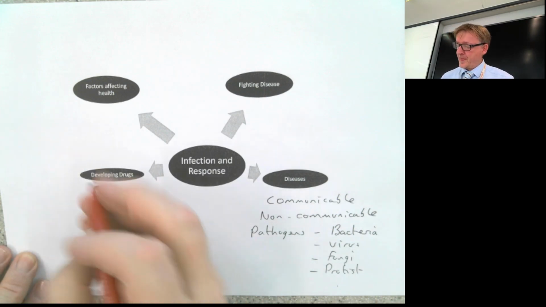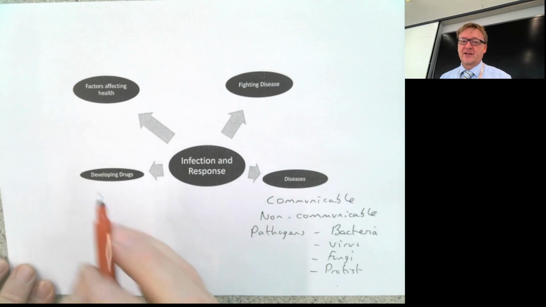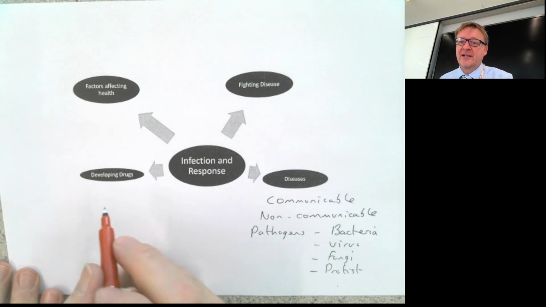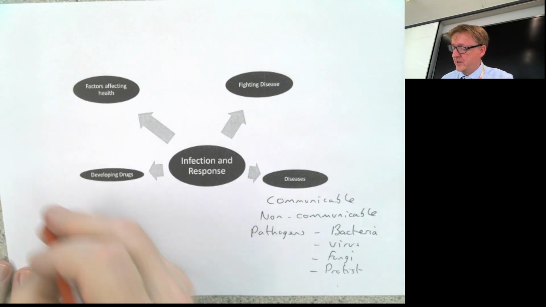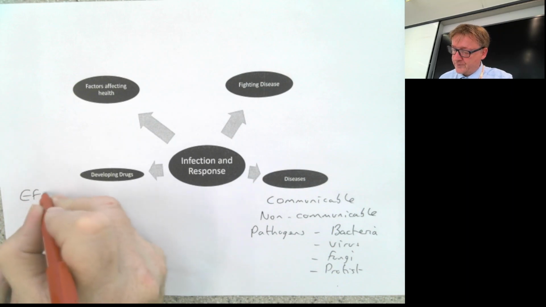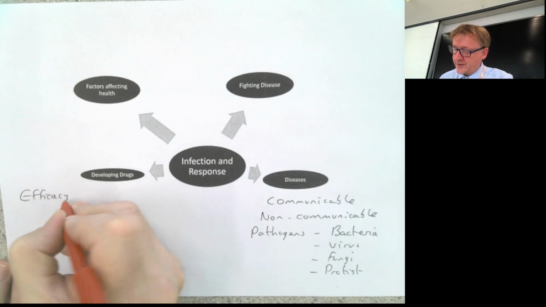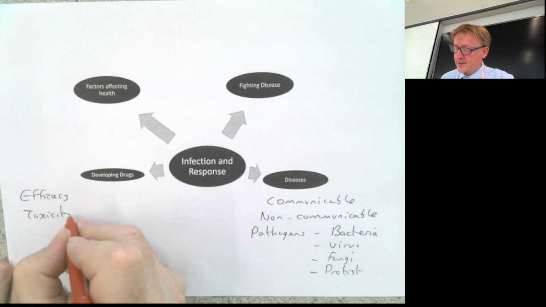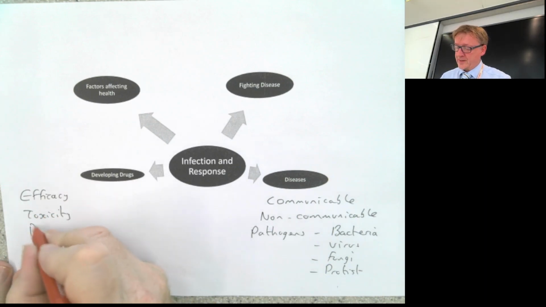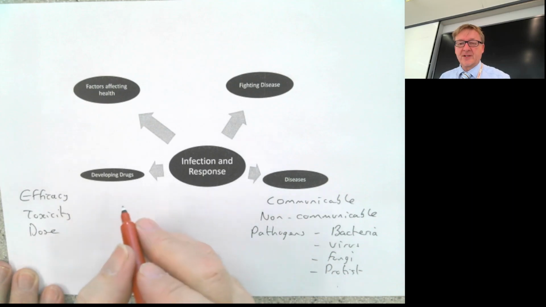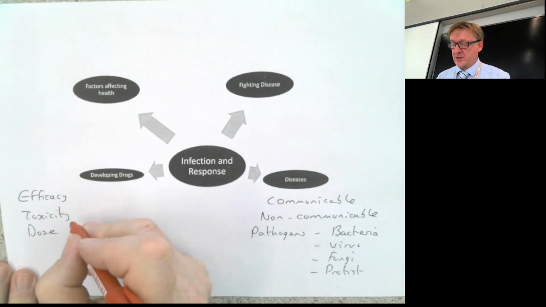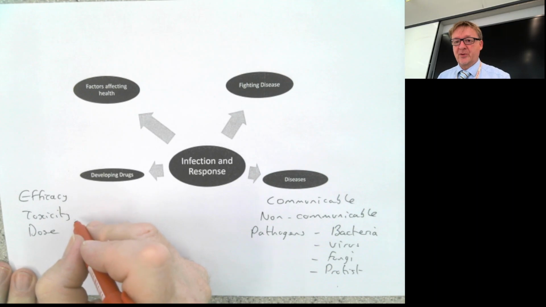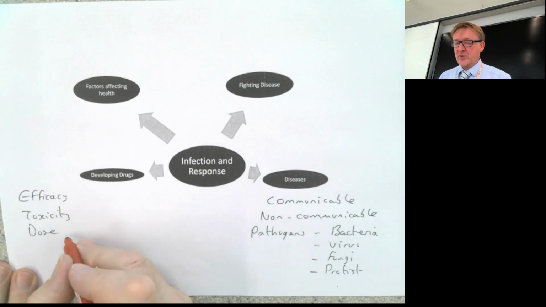Drugs. Now, there's a number of facts and a number of particularly key words to do with the drugs. The key words are efficacy, toxicity, and dose. Efficacy means how well it works. Toxicity means how poisonous it could possibly be. And dose is getting the right amount inside of you.